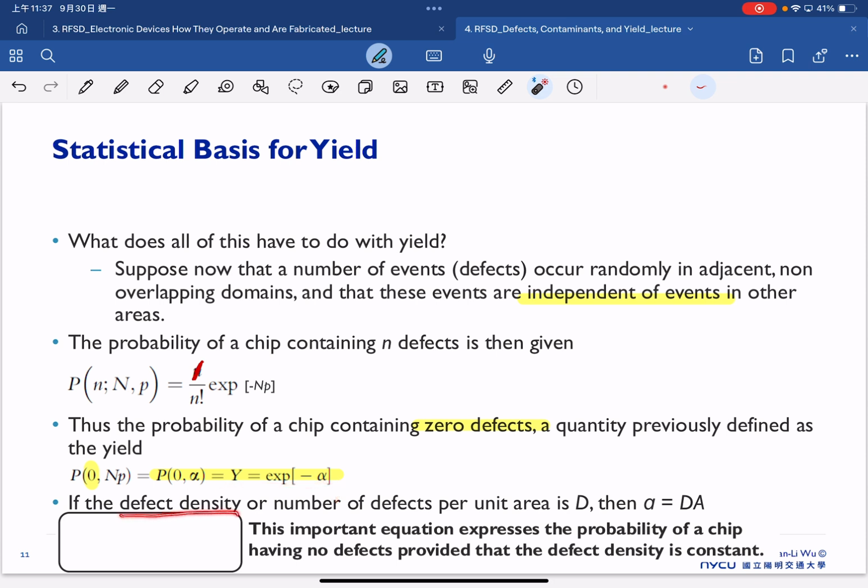If the defect density, the number of defects per unit area, we define as D, then alpha is equal to DA. So then our equation finally becomes Y equal to exponential minus DA. This important equation expresses the probability of a chip having no defect. So that's the yield with no defect, the probability of a chip having no defect. So that's the conclusion.